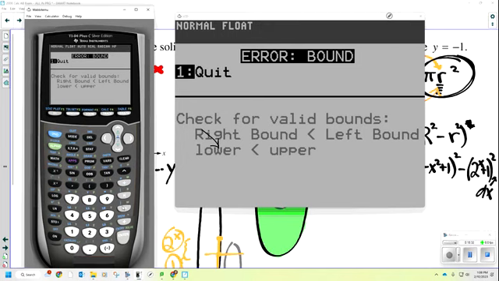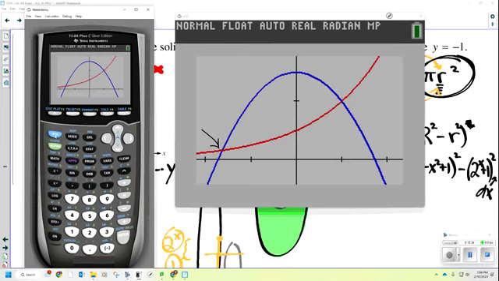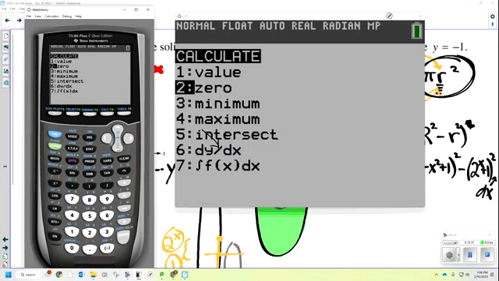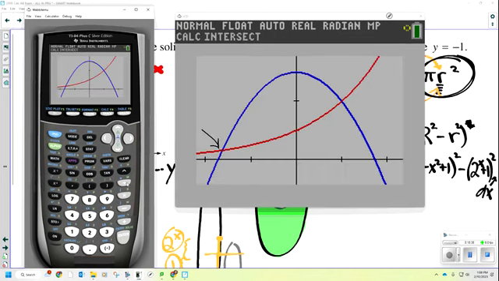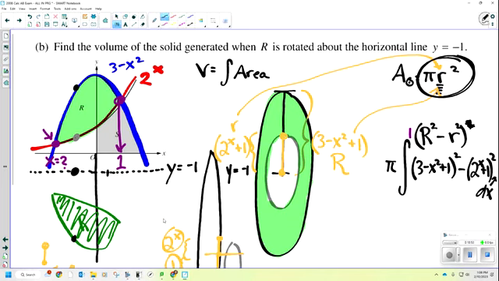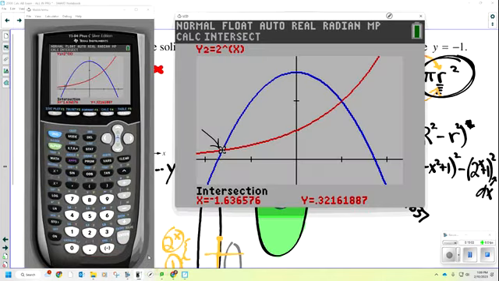Graph, not quit. Graph, second trace. Did I pick a 0 instead of an intersection, didn't I? Enter 3 times. 1, 2, 3. Negative 1.637. We'll call that 637. Negative 1.637. So my lower bound, negative 1.637. Goodness, a lot of work going into this one.